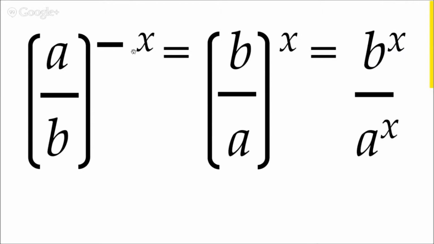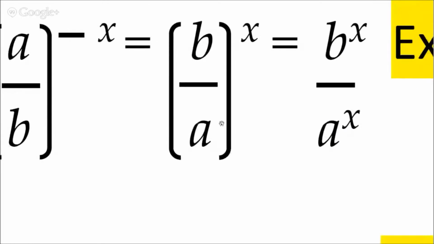So a over b to the power minus x. The minus bit of the power simply turns a fraction upside down. So a over b becomes b over a. So that's why I had to start with using fractions. Okay, minus powers applied to fractions, I should say.